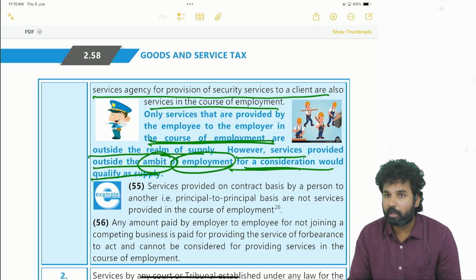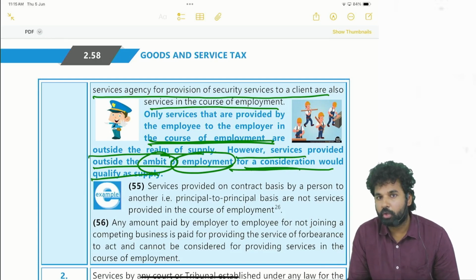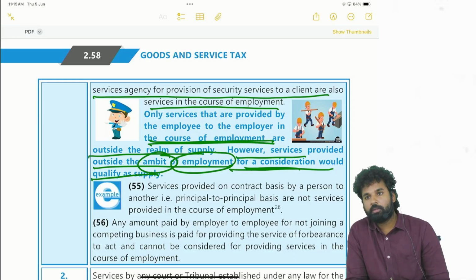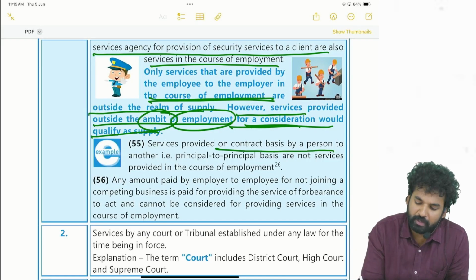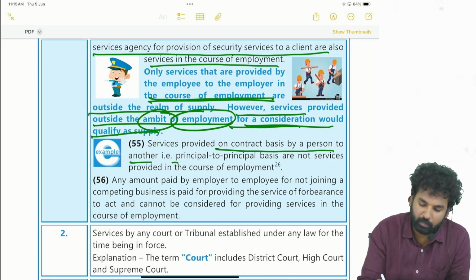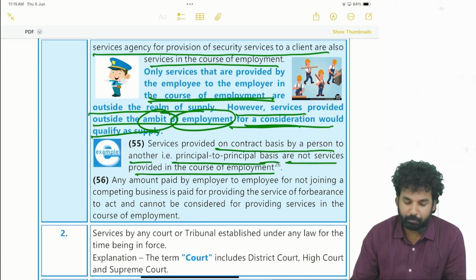Schedule 1 para 2. Para 2 only, related person, distinct person. Schedule 1 para 2. Right. Services provided on contract basis by a person to another person, on principal to principal basis, are not services provided in the course of employment. Okay.